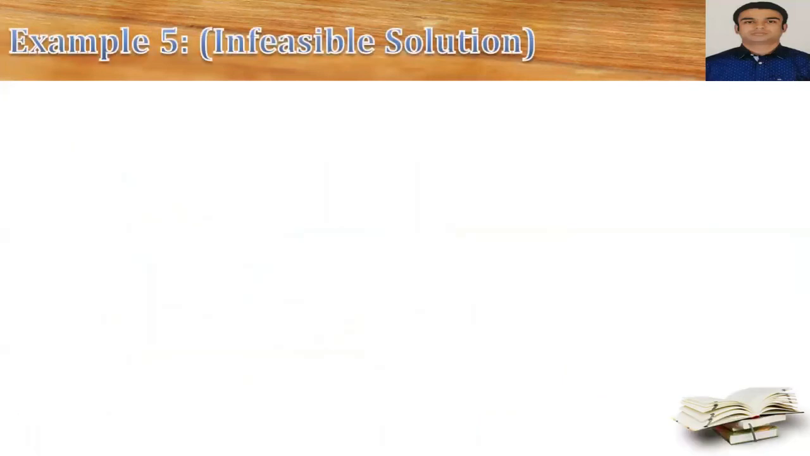Now we move over to the last special case of the graphical method, which is the infeasible solution. For that, I consider a problem: maximize z = 6x1 - 4x2 subject to 2x1 + 4x2 >= 4, 4x1 + 8x2 >= 16, and x1 and x2 >= 0.